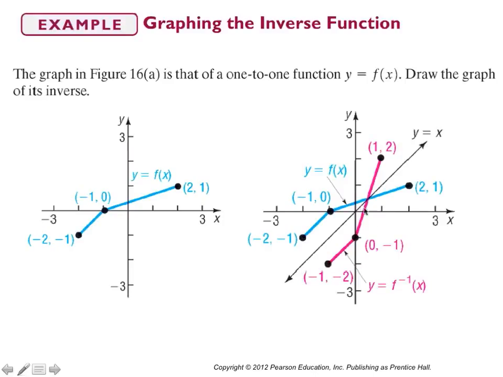But the other way to do that, if it's a little hard to see how this works, is to just reverse the coordinates. So instead of (2, 1), we really have (1, 2). So that's the point on our new pink graph. Instead of having (-1, 0), we now have (0, -1). So that's a point on our pink graph as well. And instead of having (-2, -1), we have (-1, -2). And then we just connect our lines. Make sure that anywhere that our original line hit the equation y equals x, our new graph should hit there as well.